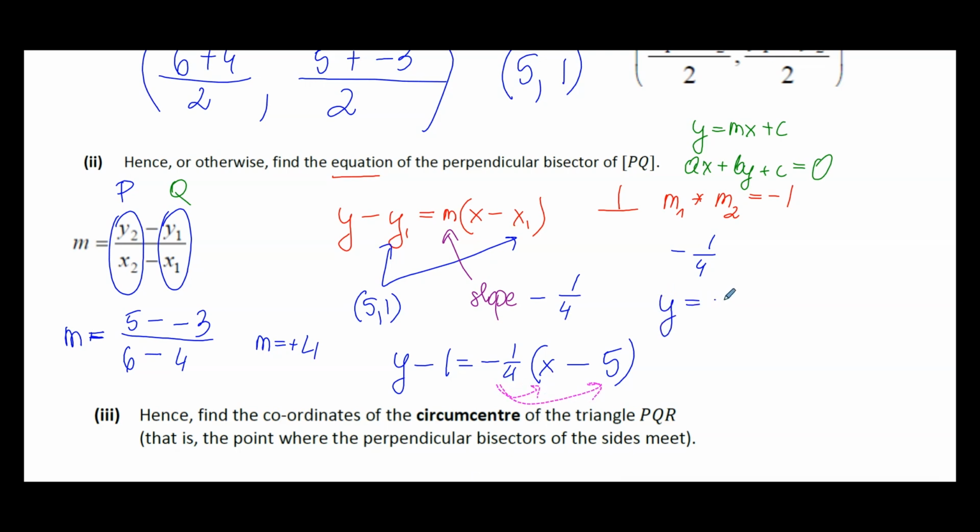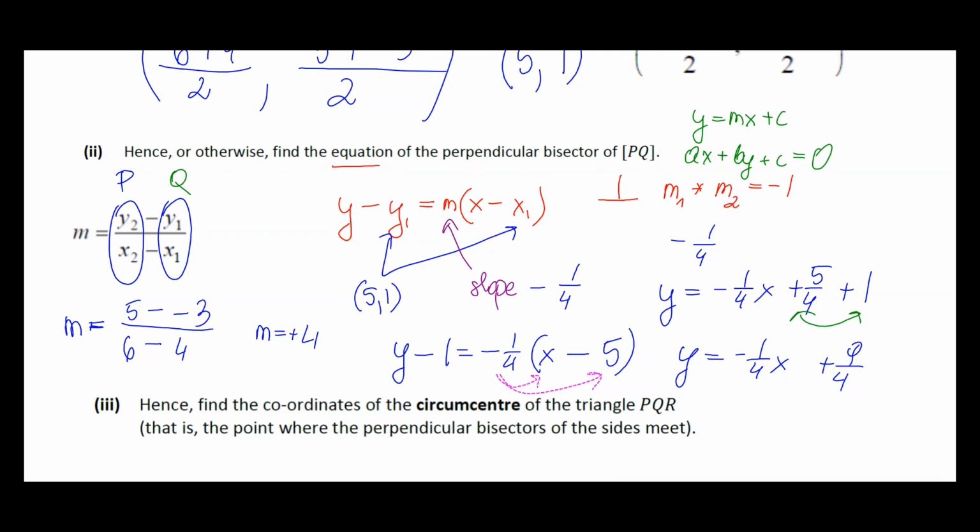So I'm going to have y minus 1 over 4x, and then minus 1 over 4 multiplied by minus 5, we get plus 5 over 4, and moving that one, changing the sign, plus 1. So the only thing that is left, those two numbers together, we put that in the calculator, we press equal, and we get 9 over 4. So there it is, our equation.